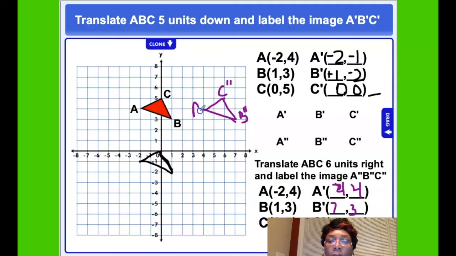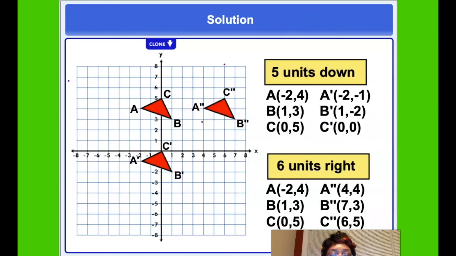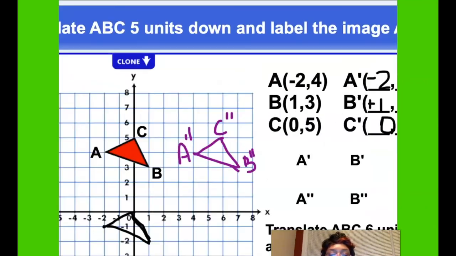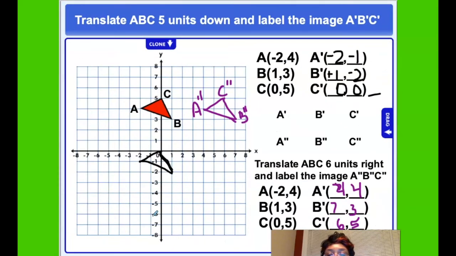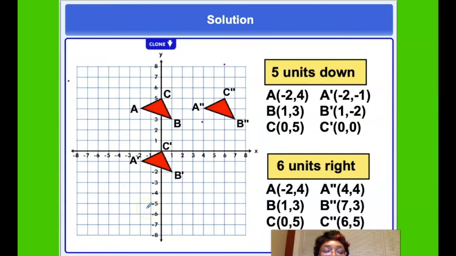Go ahead and call that A prime prime. All right, and then here's C prime prime. We're going to go over 6 and up 5. So again, 6 and up 5. Let's see. 7, 3, 6, 5. Yep. We did a fabulous job making sure our answers were in the right spots, either vertically or horizontally.